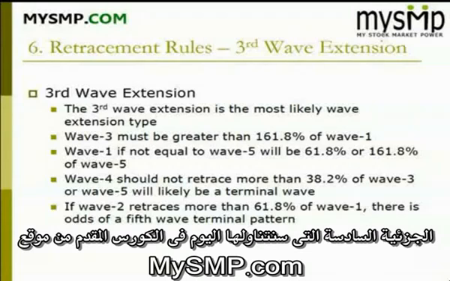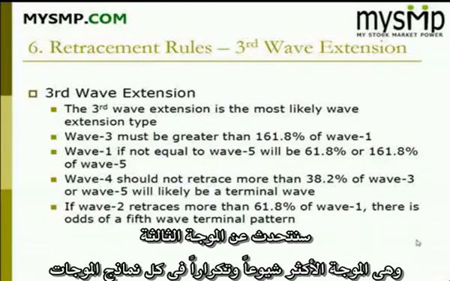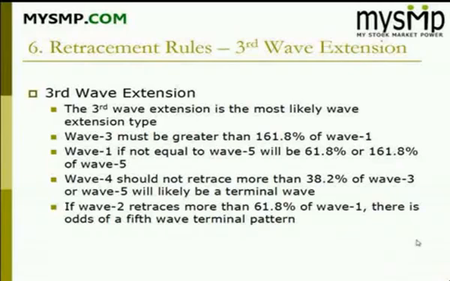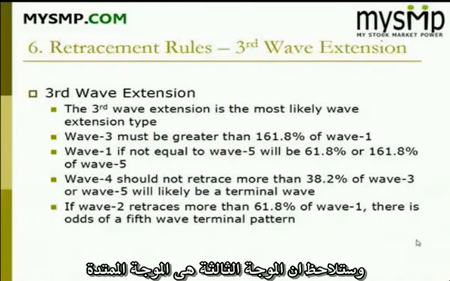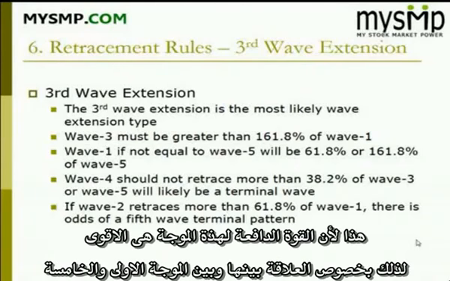In the mysmp.com Elliott Wave Introduction course, we're going to be talking about the third wave extension. Now, the third wave extension is the most common impulsive wave type. When you look at many websites or books, you'll notice that they have an ideal or a perfect path of the impulsive wave structure, and you'll notice that the third wave is generally the wave that's extended. This is because the third wave impulsive formation is the strongest.